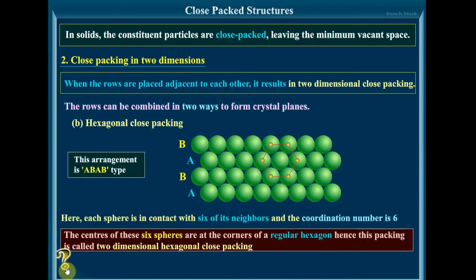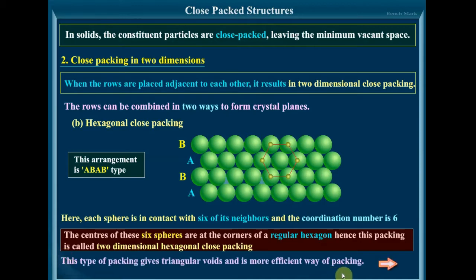The centers of these 6 spheres are at the corners of a regular hexagon, as you can see here. Hence this packing is called two-dimensional hexagonal close packing. This type of packing gives triangular voids. You can find here the voids are the spaces or gaps after the filling has taken place. So it gives triangular voids and is a more efficient way of packing.